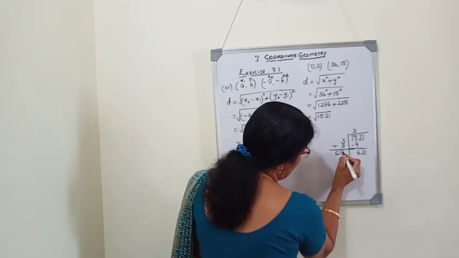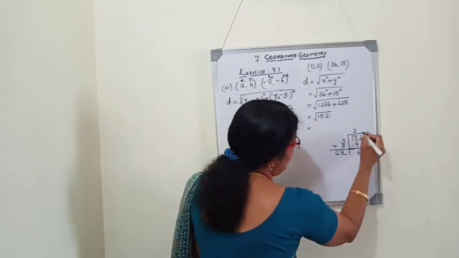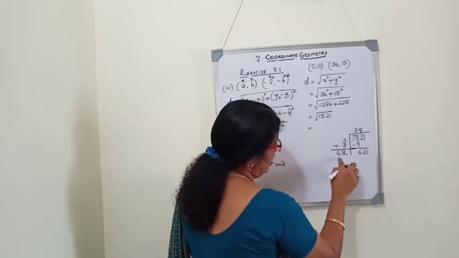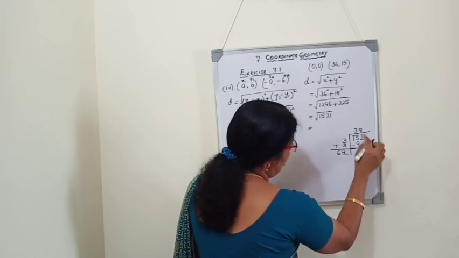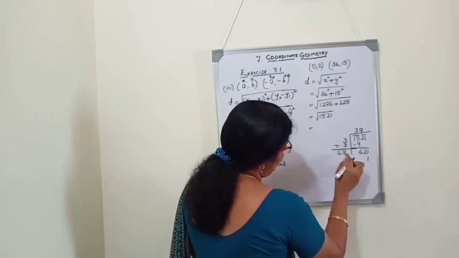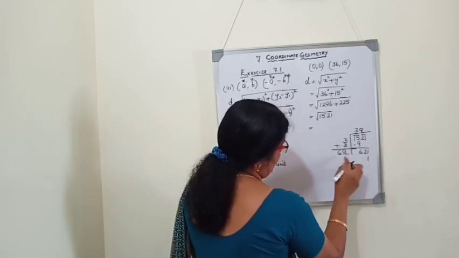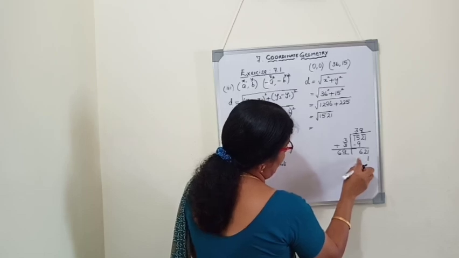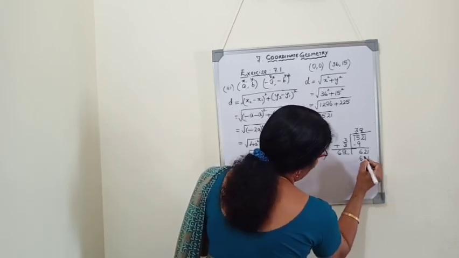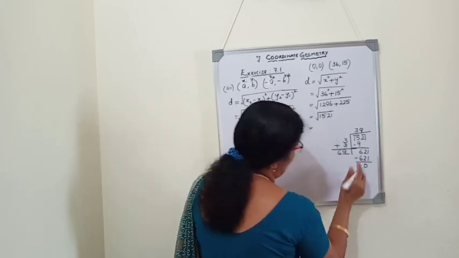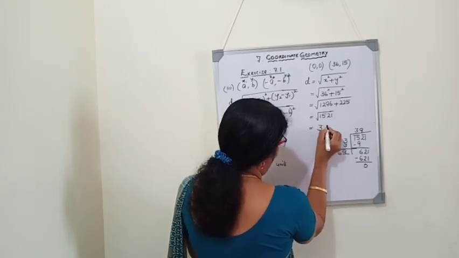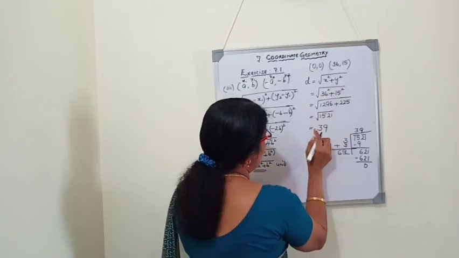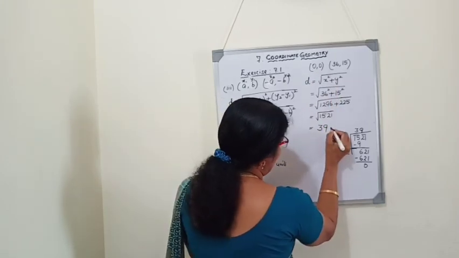We'll try for 69. If I write 9 here, you have to write the same number here. 69 into 9: 9 into 9 is 81, remainder 8. 9 6s are 54 plus 8, how much? 62. Subtract, the remainder is 0. So the square root of 1521 is 39. So the distance between these two points is 39 units.